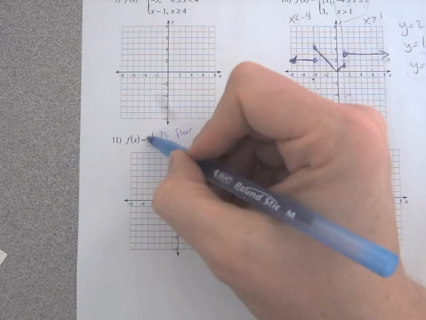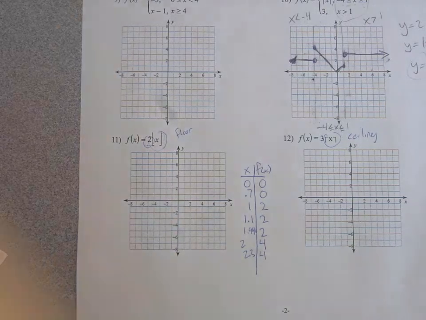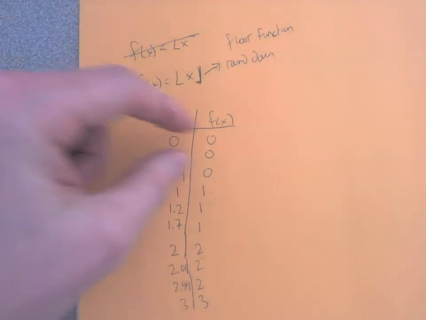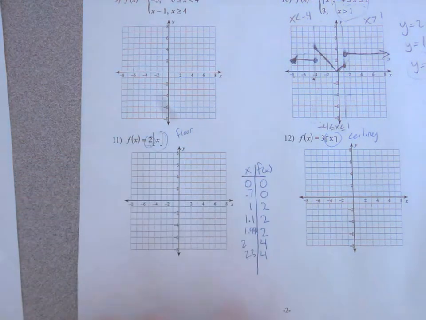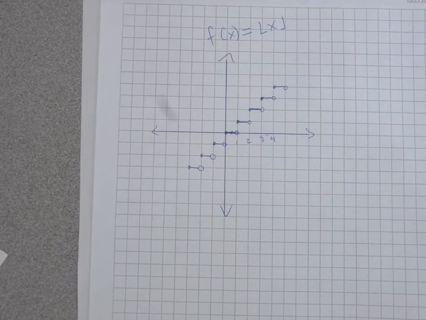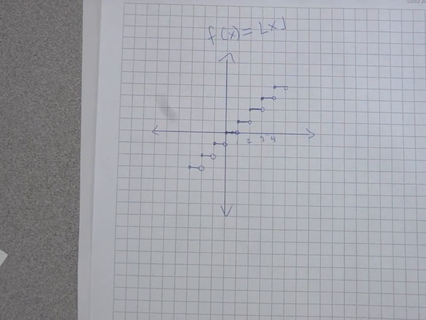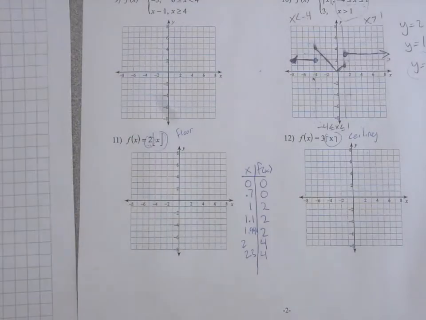So that extra multiply by 2 is making it so my steps don't happen at every single number. Like the original, I have a step at 0, a step at 1, a step at 2. This has a step at 0, and then 2, and then 4. So it looks very similar to the original, only my steps are taller. So I have this guy.